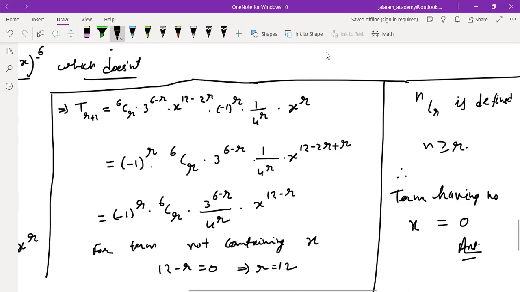Is that clear to you? Whenever you find r as a fraction, then also the coefficient will be 0. Whenever you find r greater than n, then also the coefficient will be 0.